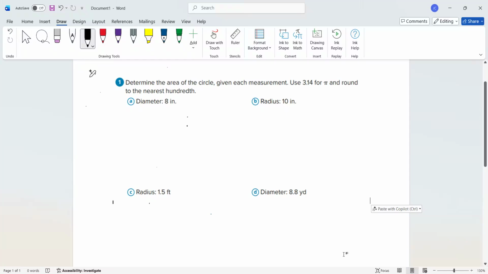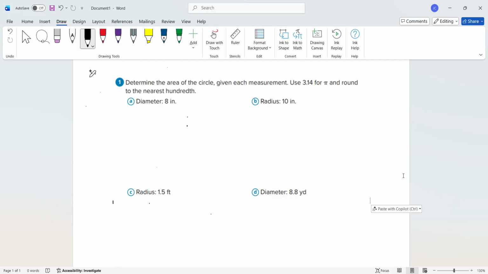Hey guys, I just wanted to practice a couple of problems here that I've noticed we may have forgotten how to solve. So I've got a couple problems here on finding the area of a circle. As you can see, all of my problems are a little different, in that for some of them we need to use the radius and for others we have to use the diameter.